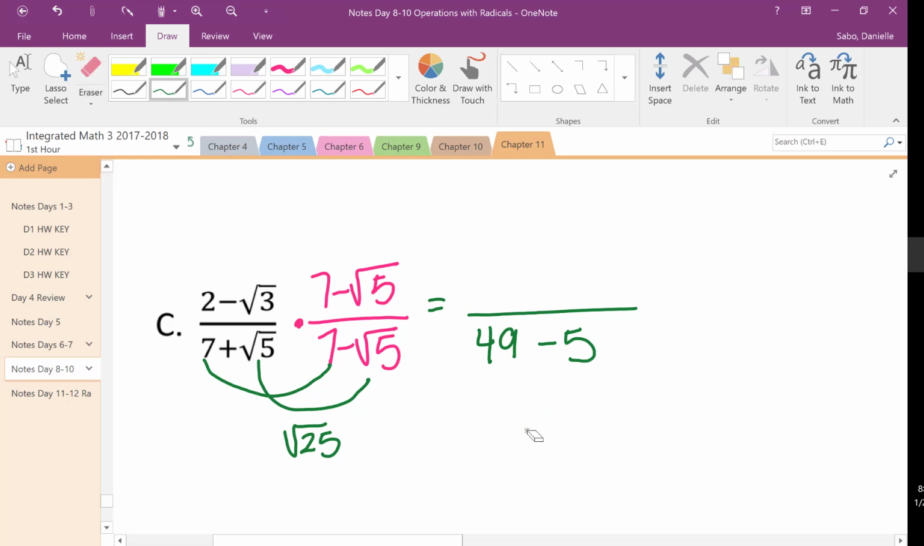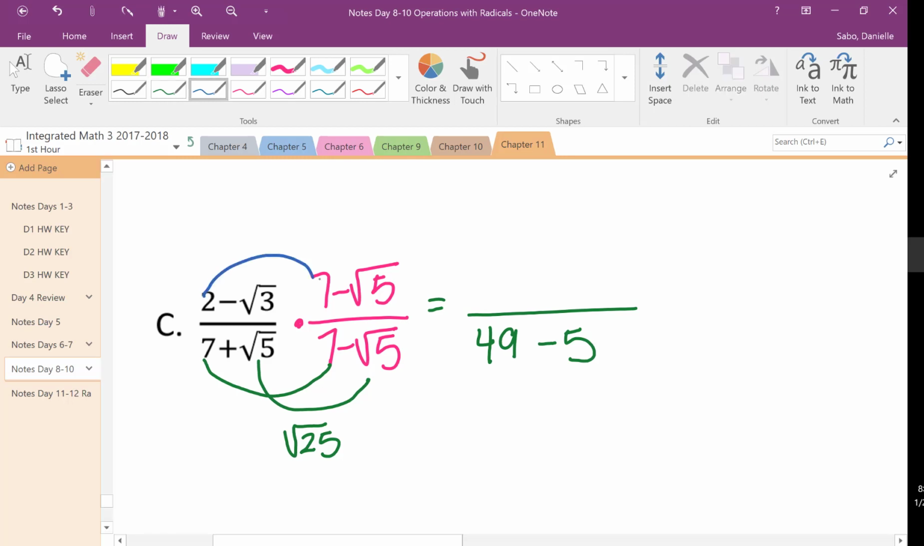Now, this one is not as pretty because they're not conjugates. This has a 2, this has a 3, this is a radical 3, this is a radical 5. So we can't do that shortcut method that I just showed you. You have to do all of them. You have to distribute completely. Okay, so let's take time to do that.